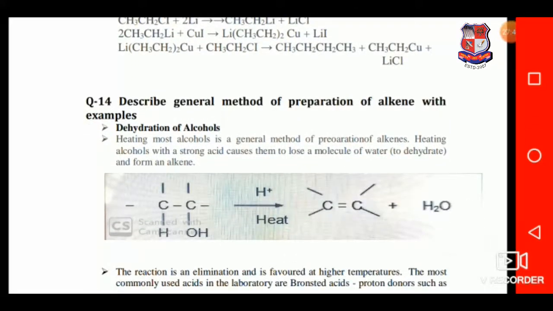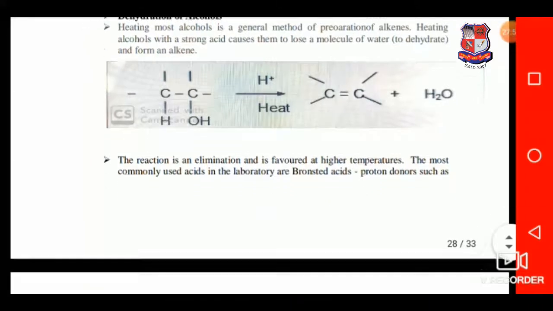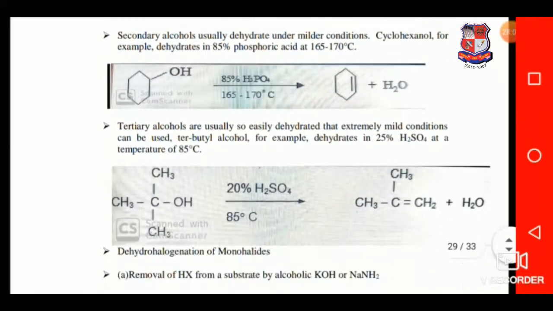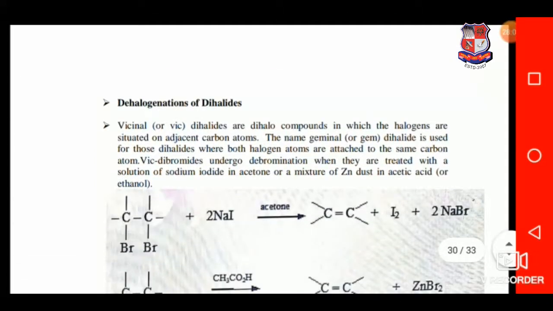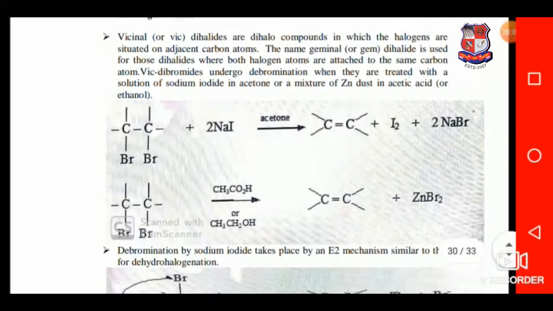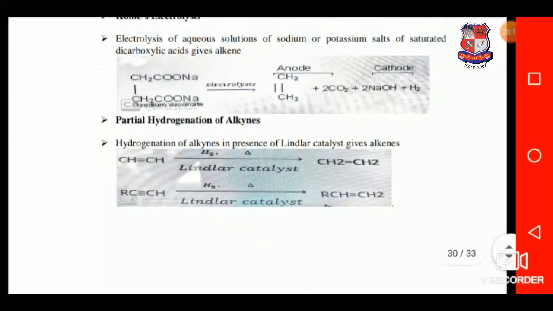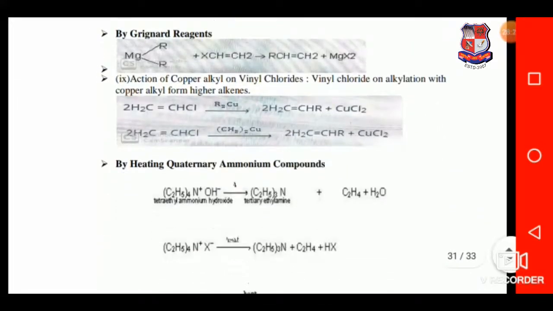Describe general method of preparation of alkene with example. First one is dehydration of alcohols, where removal of a water molecule takes place. These are several examples for that. Second one is dehalogenation of dihalides. Kolbe's electrolysis, partial hydrogenation of alkynes. By Grignard reagents, or by heating quaternary ammonium compounds, we can produce alkenes.